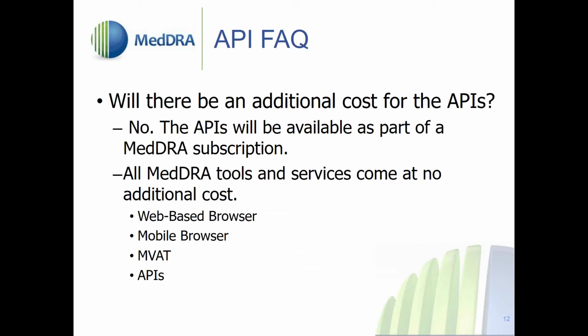So I added this slide based on the webinar that we had yesterday, because this is an obvious question that we should have included but didn't. Is there going to be a cost for the APIs? And the answer to that is no. Just like all of the tools that the MSSO provides, there's no additional cost beyond what you pay for your MedDRA subscription. And in some cases, for some of you, that's nothing if you're a nonprofit or a regulator. So as I said, all of our tools, the web-based browser, the mobile browser, come with your subscription, no additional cost, and the same is going to be true of the APIs.